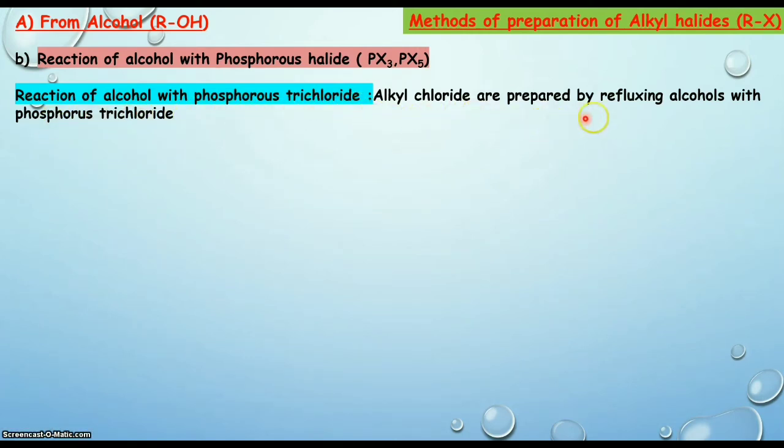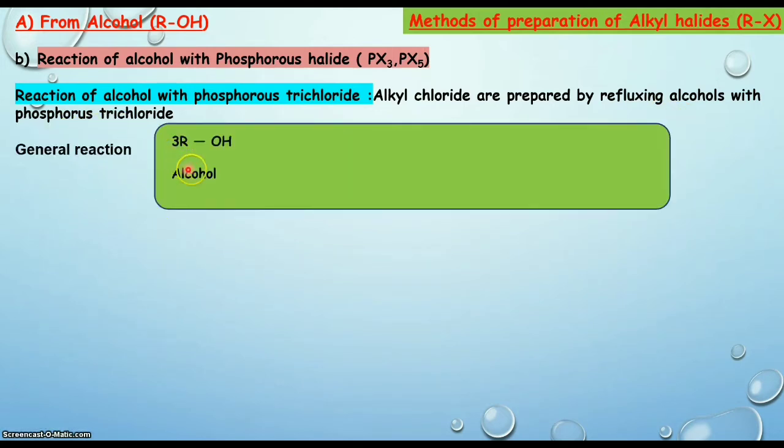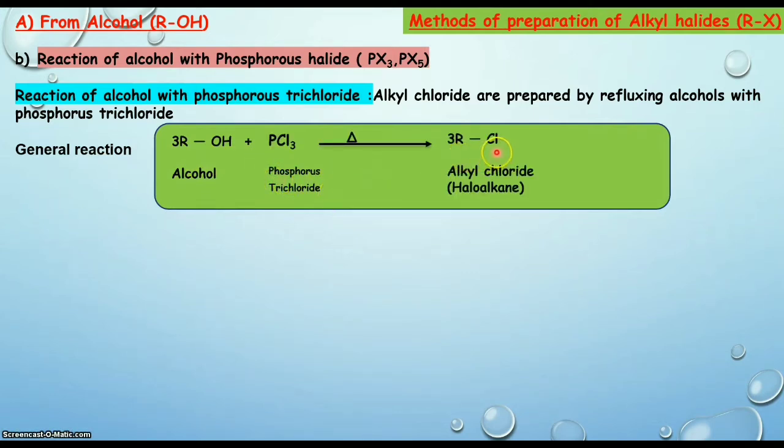Here is the reaction of alcohol with phosphorus trichloride. Alkyl chlorides are prepared by refluxing alcohol with phosphorus trichloride. The general reaction is the same, that is three molecules of alcohol on reaction with phosphorus trichloride give us three molecules of alkyl chloride and phosphorus acid. The same pattern is here. OH of alcohol is replaced by chlorine. So you will get three molecules of alkyl chloride.